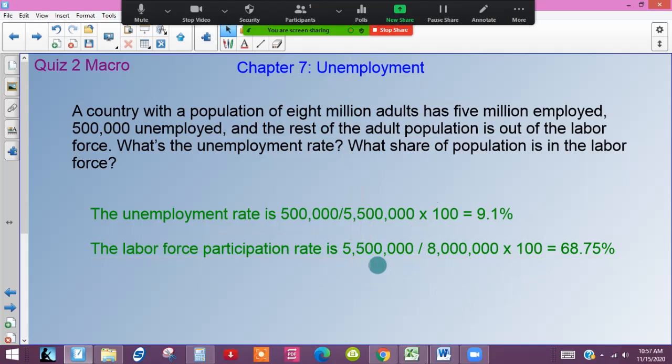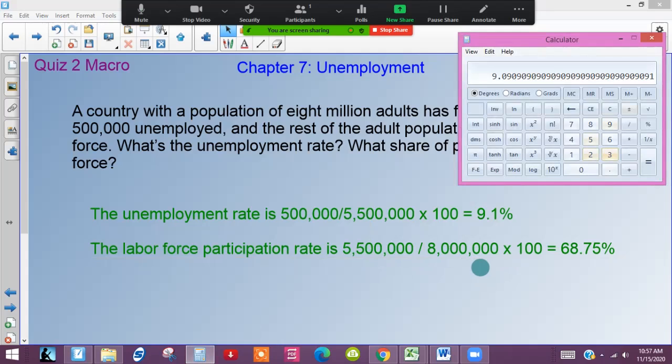So I'm going to take away 5 zeros from both of these, so I don't risk making a mistake by punching in the wrong number of zeros. It just makes it less likely that you'll make a mistake with your calculator. So I'm going to divide 55 by 80, because I took 5 zeros.